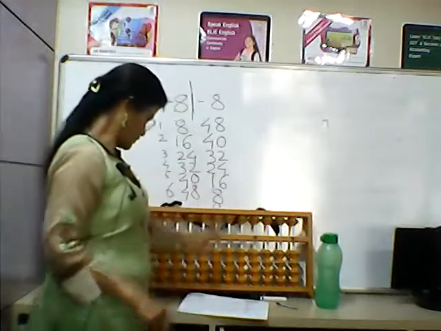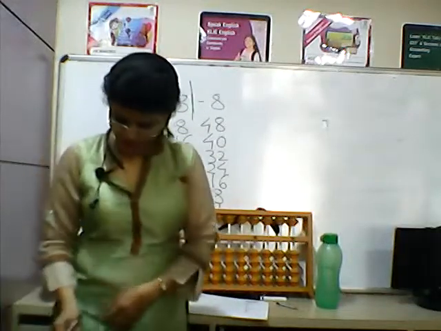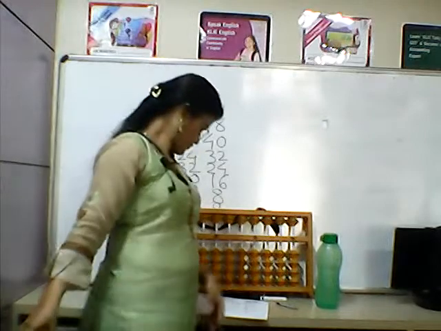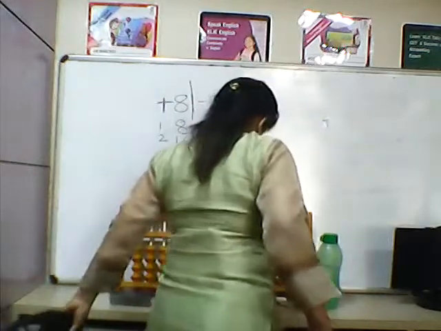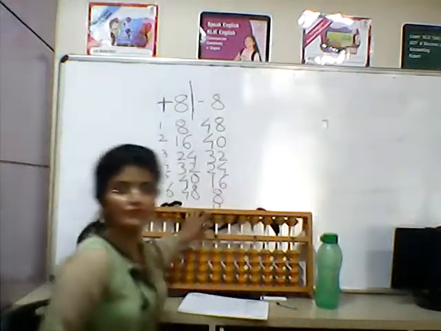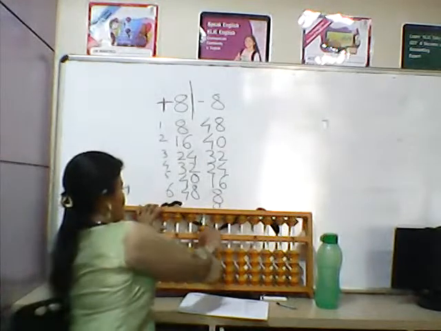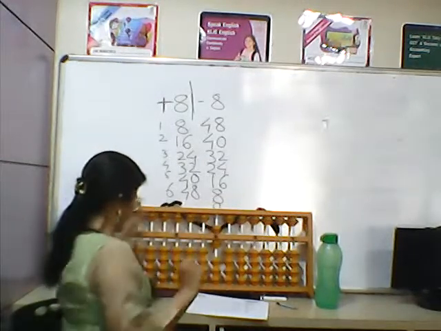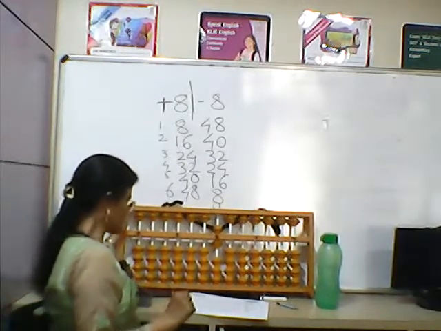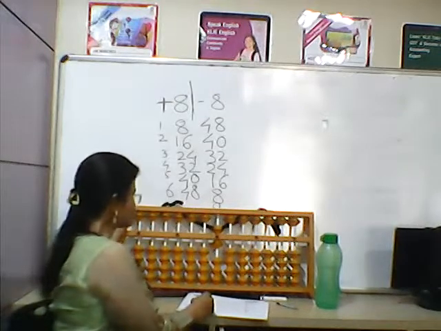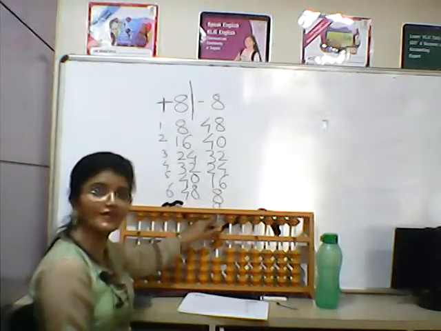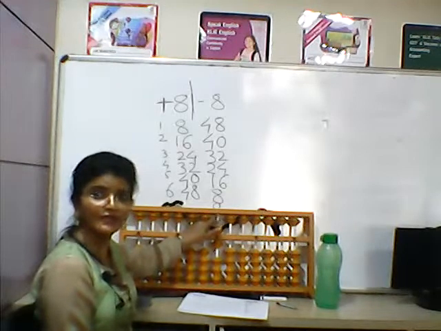Sum number 22. The first number is 6, so 5 and 1, close action. Next number is 5. Can you do 5 here?